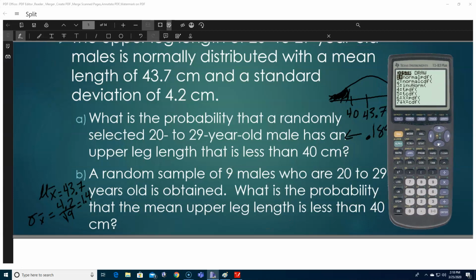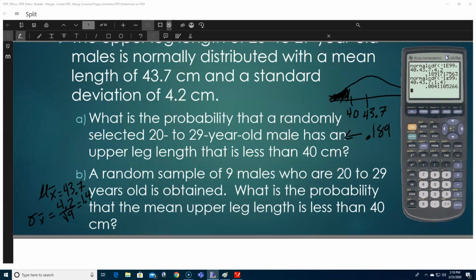Second vars, normal CDF. Lower bound still -1E99. Upper bound 40 centimeters. Average 43.7. But our standard deviation now is 1.4 because we have a sample size. So we have to shrink it down. We have to scale it to our sample size. And then we hit enter. There's our probability, 0.004.